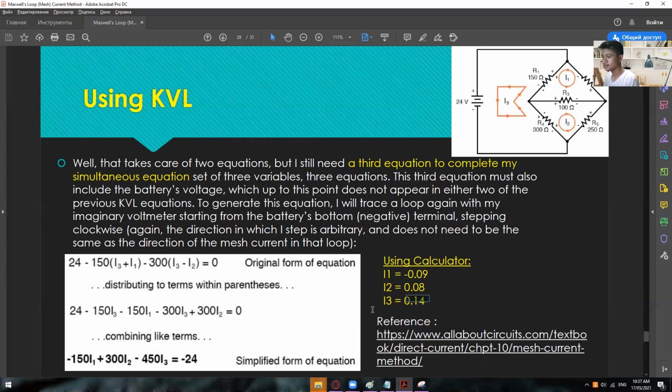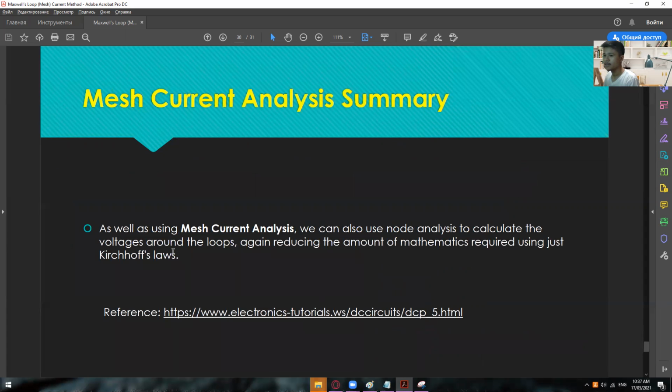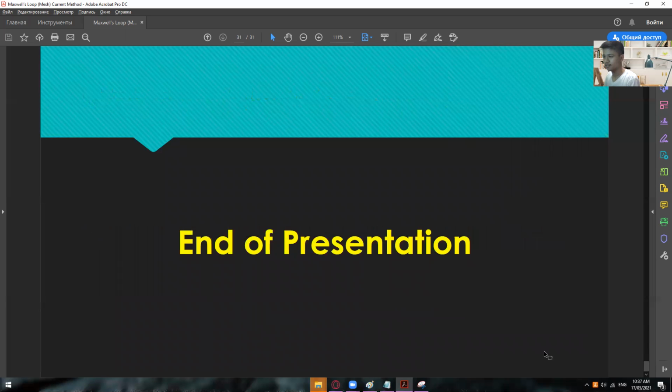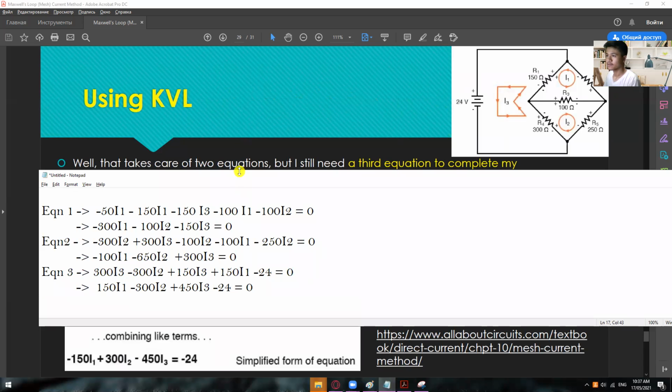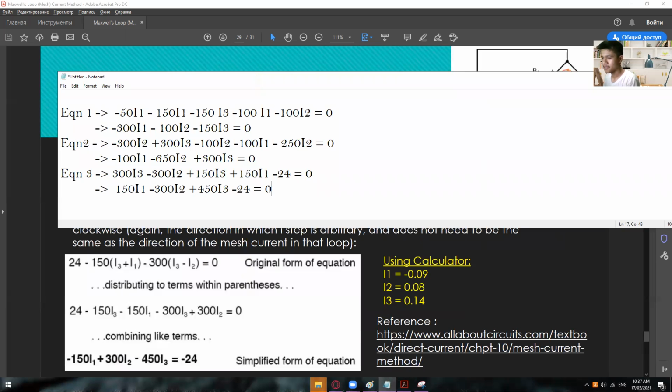Okay, and then again, here is the reference for this mesh analysis, or for this PowerPoint. And then another conclusion or summary. As well as using mesh current analysis, we can also use node analysis, which we're going to discuss later on. Okay, but not for today. So that's it for the mesh current analysis. Another reference, and that's it. So were you guys able to follow up to this point?